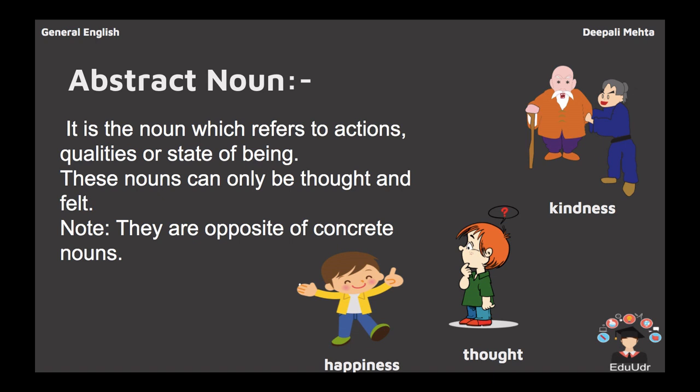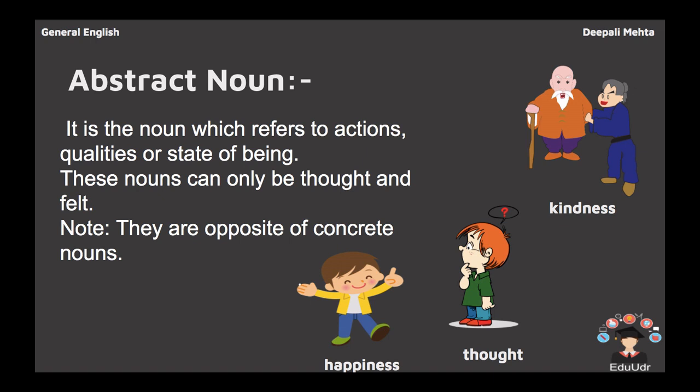Then happiness is a state of being. You are happy, you cannot touch your happiness, you cannot see your happiness, you can just feel your happiness. This is known as abstract noun, the nouns which can only be thought of and felt.